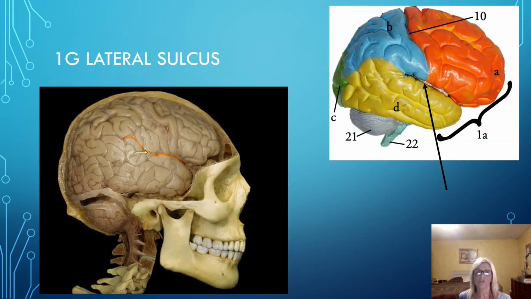And so lateral means to the side, so the portion of the sulcus, the main sulcus here that is on the side, is what we call the lateral sulcus. It's a little harder to see in this diagram because there is a space there, but you can imagine it goes down here, and it's very easy to see right there.